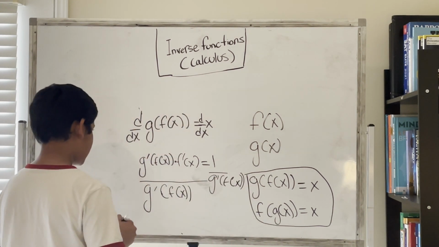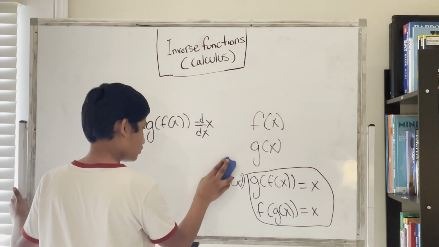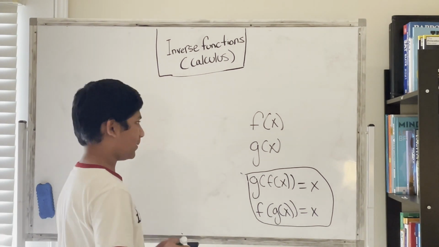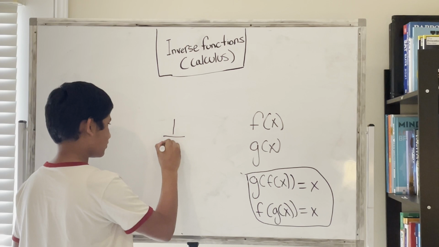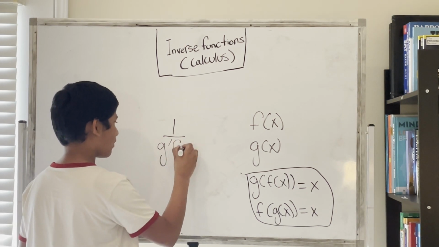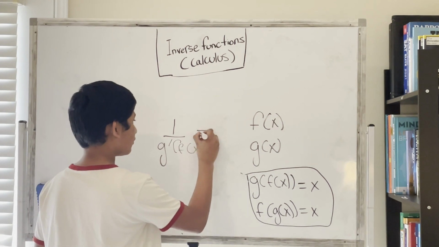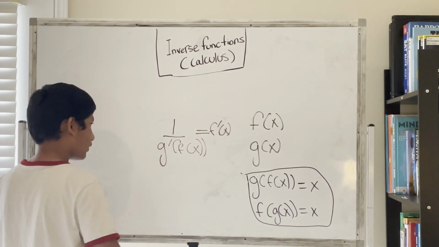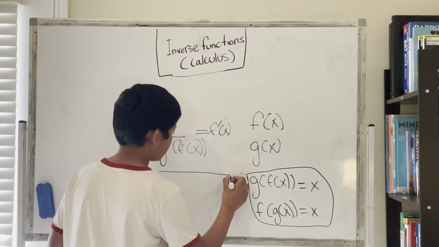and if we erase this right now, we'll get that our relationship will be 1 over g prime of f of x is going to be equal to f prime of x. Now, this is going to be our first amazing relationship.